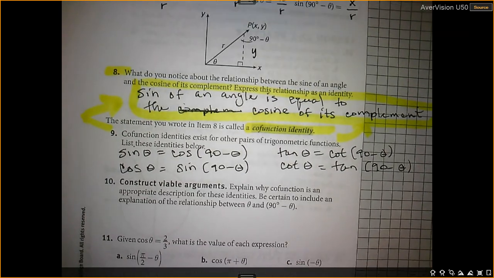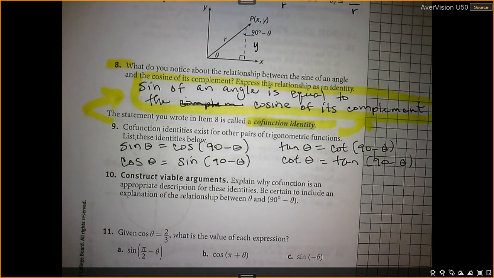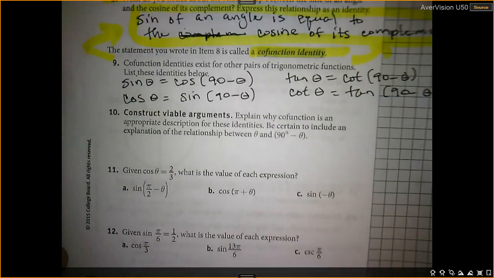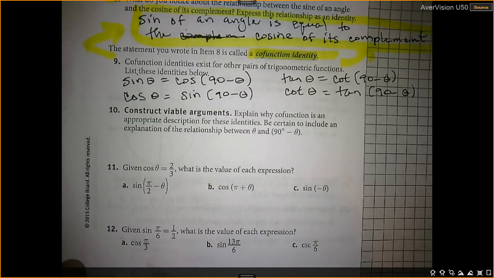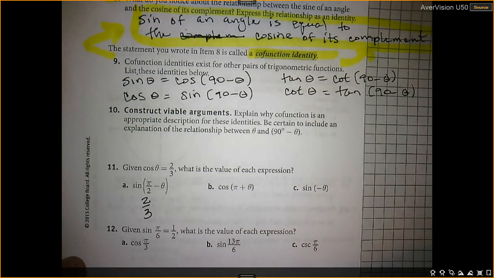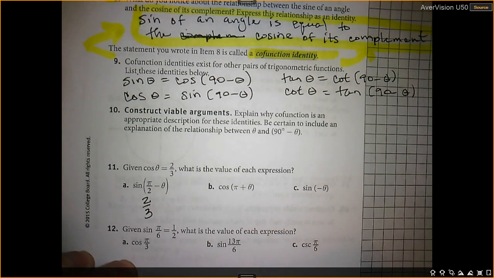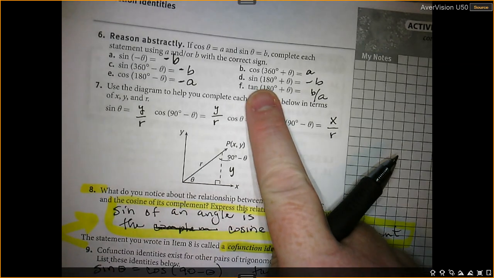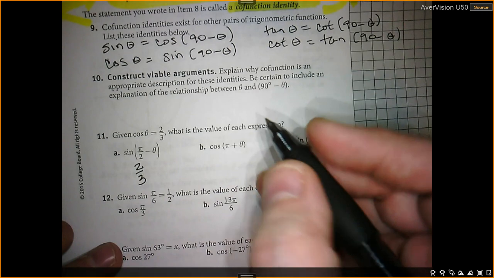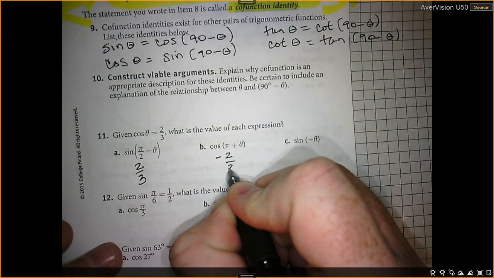All right, last part. Given cosine theta equals 2/3, what is the value of each function? Let's see. So pi halves minus theta would be the same, right? So it'd be 2/3. So you just go look at your identities. What is cosine of pi plus theta? Well, cosine of pi plus theta is negative. So cosine of pi plus theta would be negative 2/3.